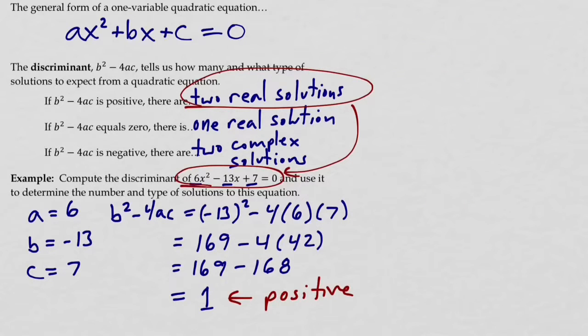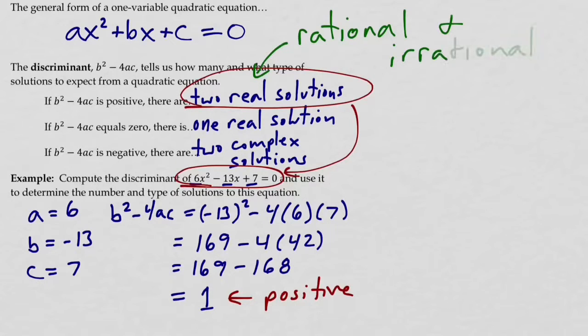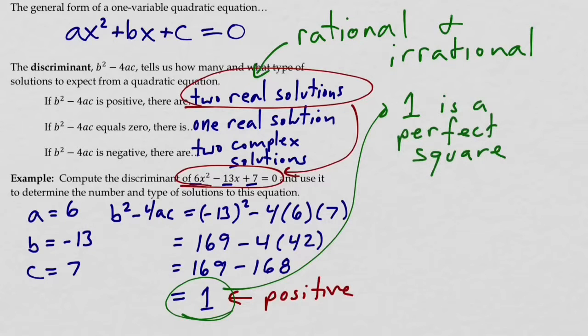And in fact, we can say even a little bit more. Real numbers come in 2 types. Rational numbers can be expressed as fractions, and irrational numbers, which can't. And because the value that we found for the discriminant is a perfect square, meaning that the square root of that value is a whole number, we know that not only do we have 2 real solutions, but in fact we have 2 rational solutions.